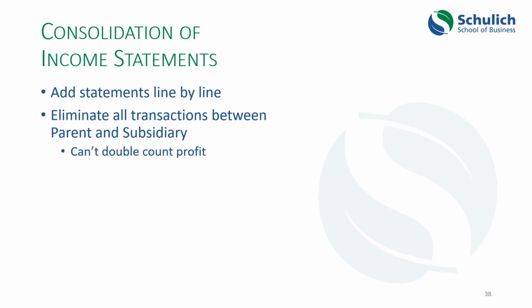When you are looking at the income statement, you also do a consolidation and you do it on a line-by-line basis. The sales of the parent company and the sales of the subsidiary are added together. The SG&A of the parent company and the SG&A of the subsidiary are added together. The financial income or loss is added to the financial income or loss of the subsidiary, and so forth and so on, on a line-by-line basis.